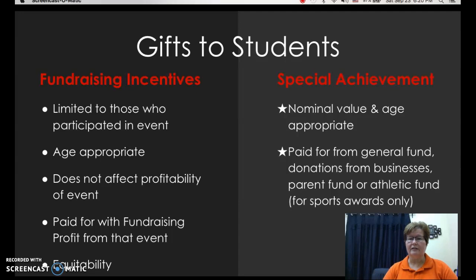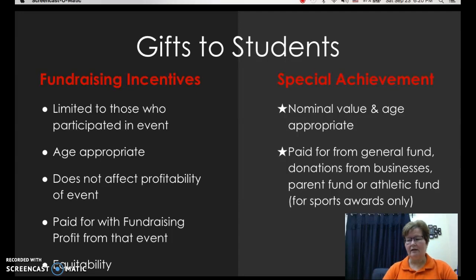The gifts also need to be equitable. One class can't get better prizes or gifts than another. One class can't get pencils and another class get iPads. I realize that's an extreme example, but you get the point.